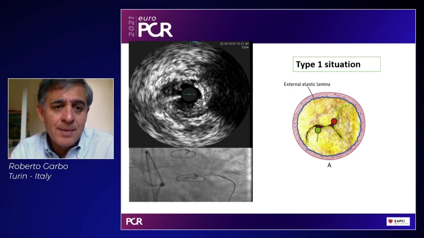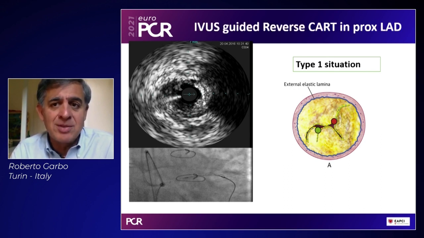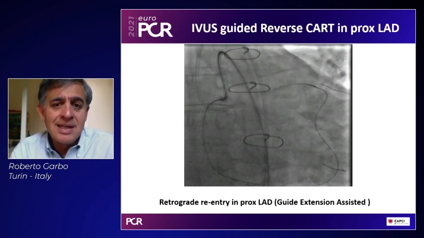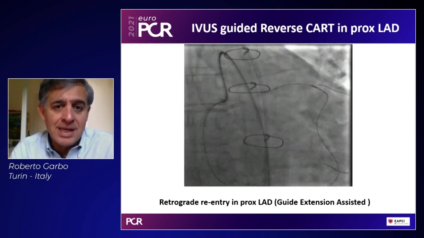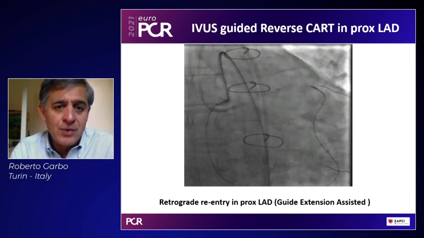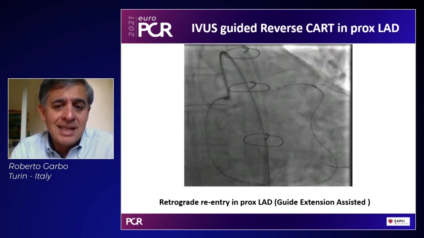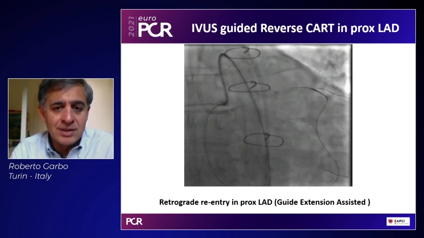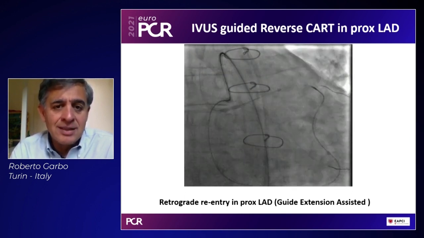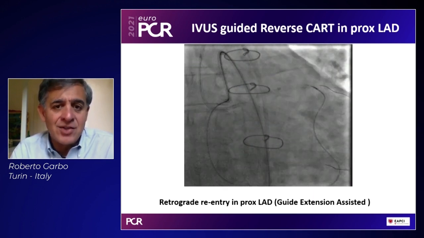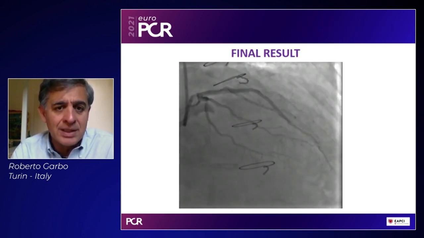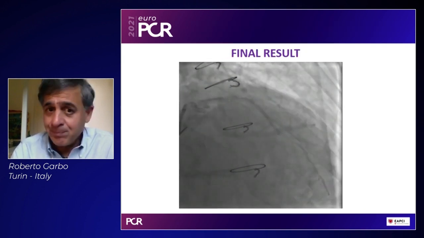In this situation, putting a guide extension in the proximal LAD, I was able to make the re-entry, you can see here, in a much safer way, because in this situation, if you re-enter in the proximal LAD, you save the circ, the bifurcation. This is really important to keep in mind. So in this case, guide extension was essential to save the procedure. This is the final result with the opening on the circ also.